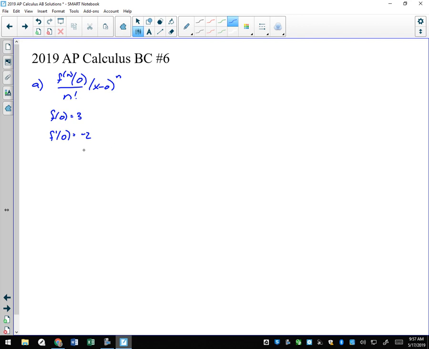Okay, so my third degree polynomial will be f of 0 plus f prime of 0 over 1 factorial times x to the first, plus f double prime of 0, which was 3, over 2 factorial times x squared, and then plus f triple prime at 0, which is negative 23 over 2, over 3 factorial times x cubed. And that would be our third degree Taylor polynomial about 0. And if I need to clean that up, I will.